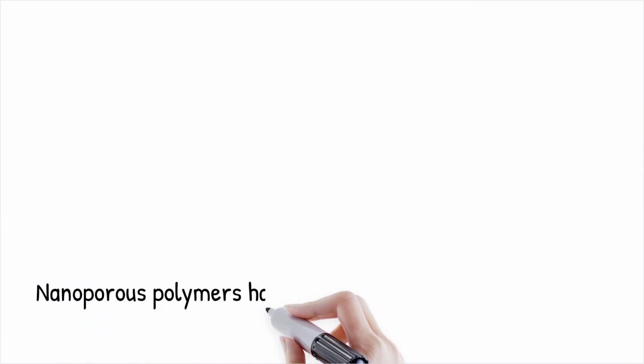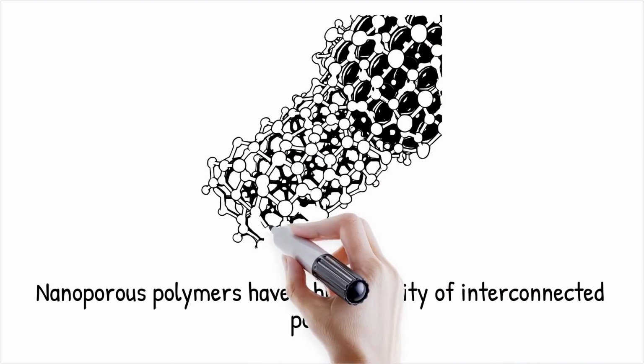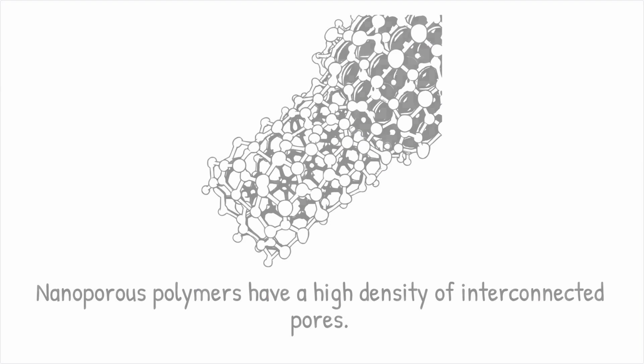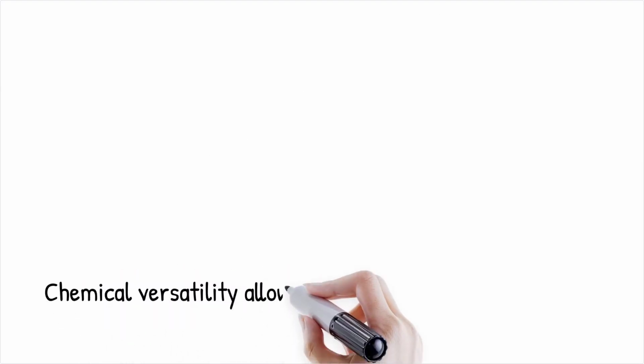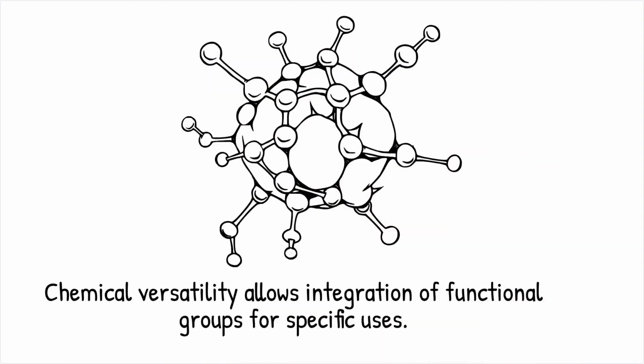Nanoporous polymers are organic materials with a high density of interconnected pores. These materials combine lightweight flexibility with surface areas comparable to inorganic counterparts, around 1,000 meters squared per gram. Their chemical versatility allows the integration of functional groups for specific applications, such as gas storage or chemical separations.